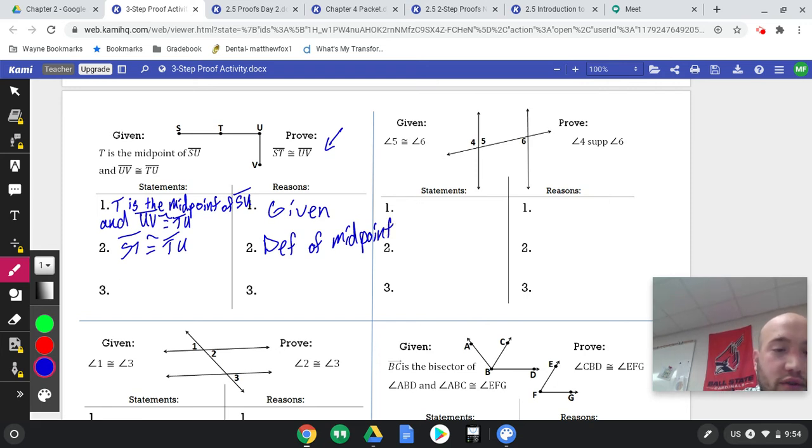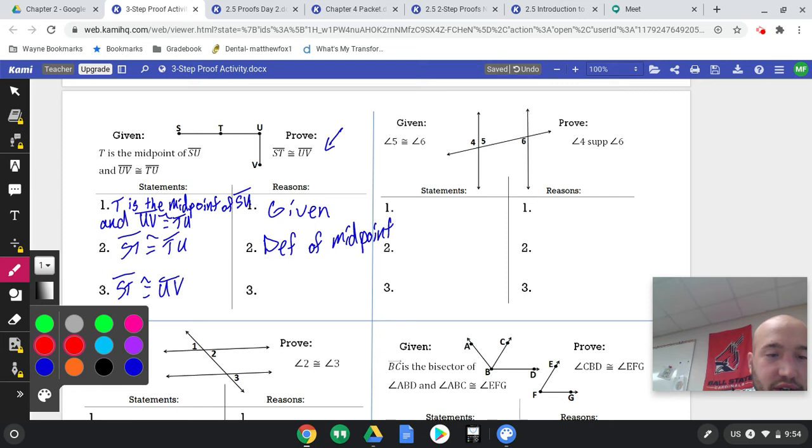Now, we know we're trying to prove that ST is congruent to UV. I'm going to change the red here. You'll see that ST is congruent to TU, and then TU is congruent to UV. So if we cut out that middleman there, ST all the way to UV, when we cut out the middleman, that is called our transitive property.